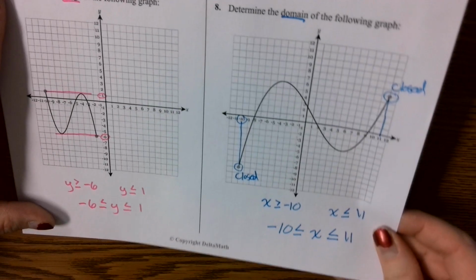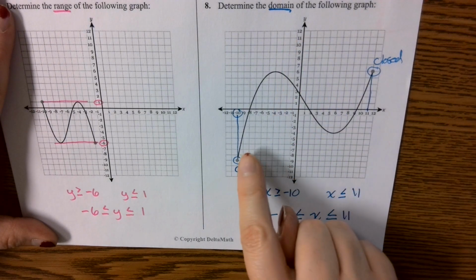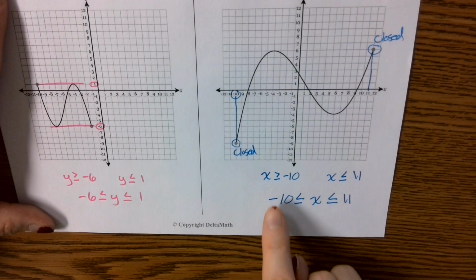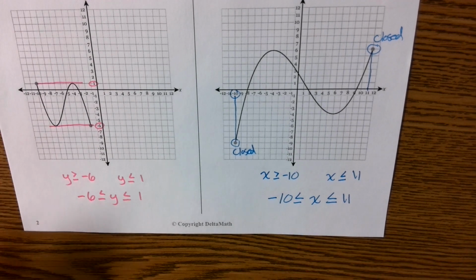And then for number 8, your domain, you have 2 closed circles. Those closed circles mean that they will include. So you have -10 is less than or equal to x, which is less than or equal to 11.